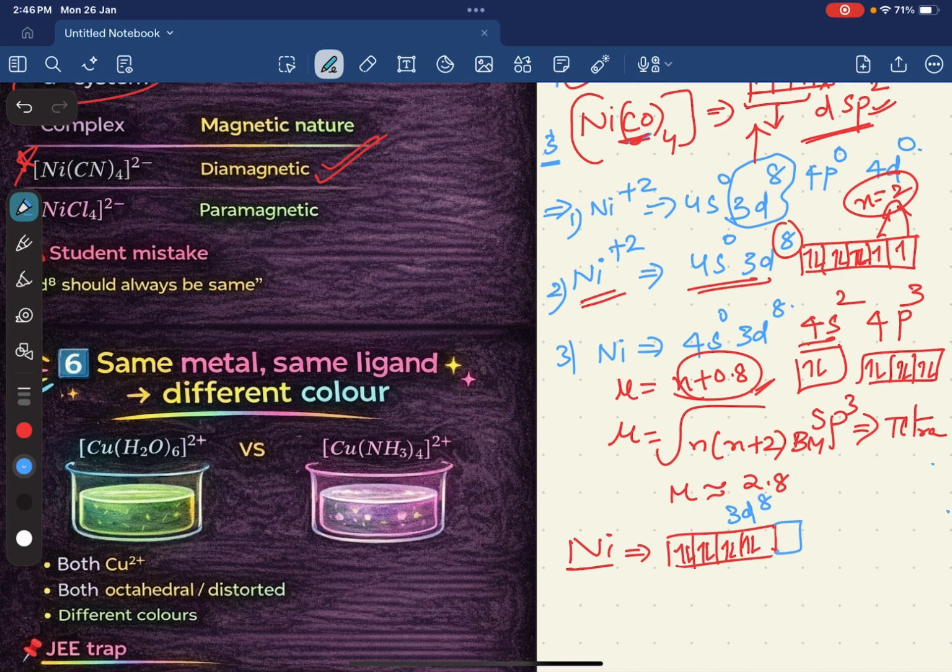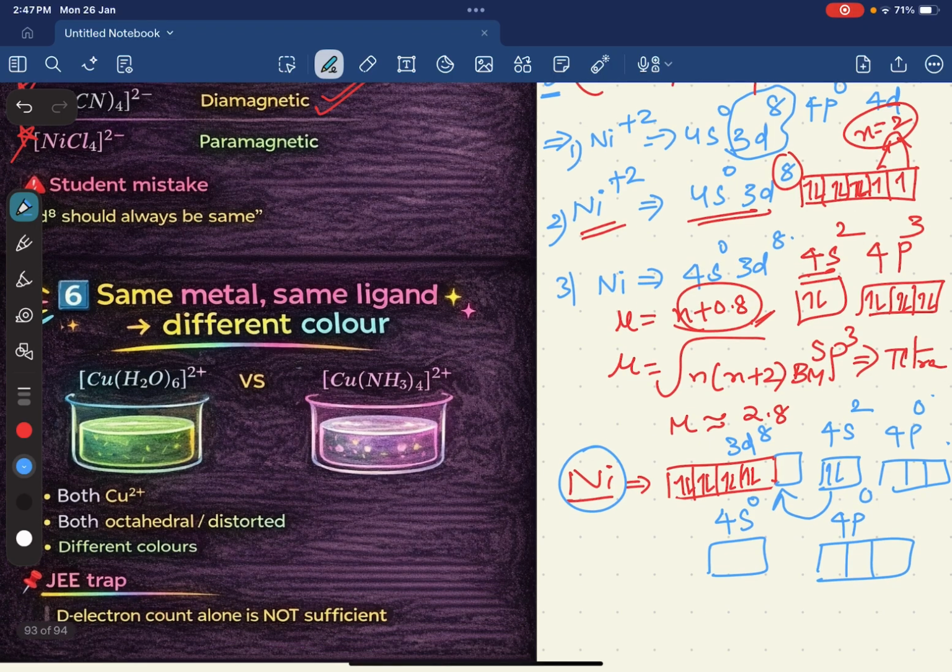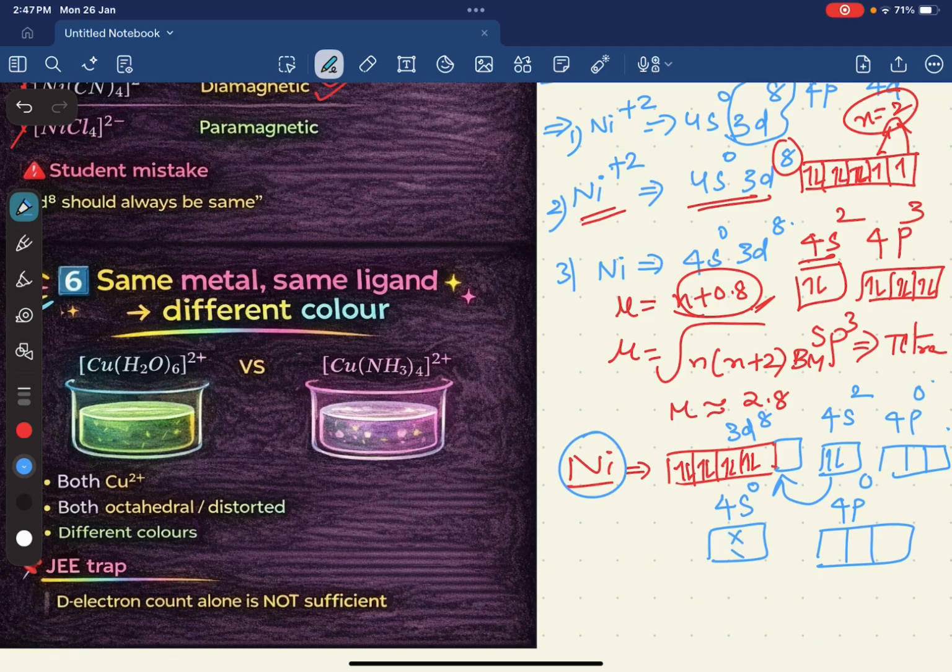So here 3d8 and 4s2 are there, right? 4s2 and 4p0. This is the actual configuration. In this case, since the oxidation state of nickel is 0, this pair of electrons will shift here. Then what is the result? 4s will be 0 and 4p also 0. So the electrons started filling from 4s. So it's 1, 2, 3, 4. So what is the hybridization? 1 s orbital, 3 p orbitals together, sp3 hybridization. So are there any unpaired electrons? No, there will be no unpaired electrons.